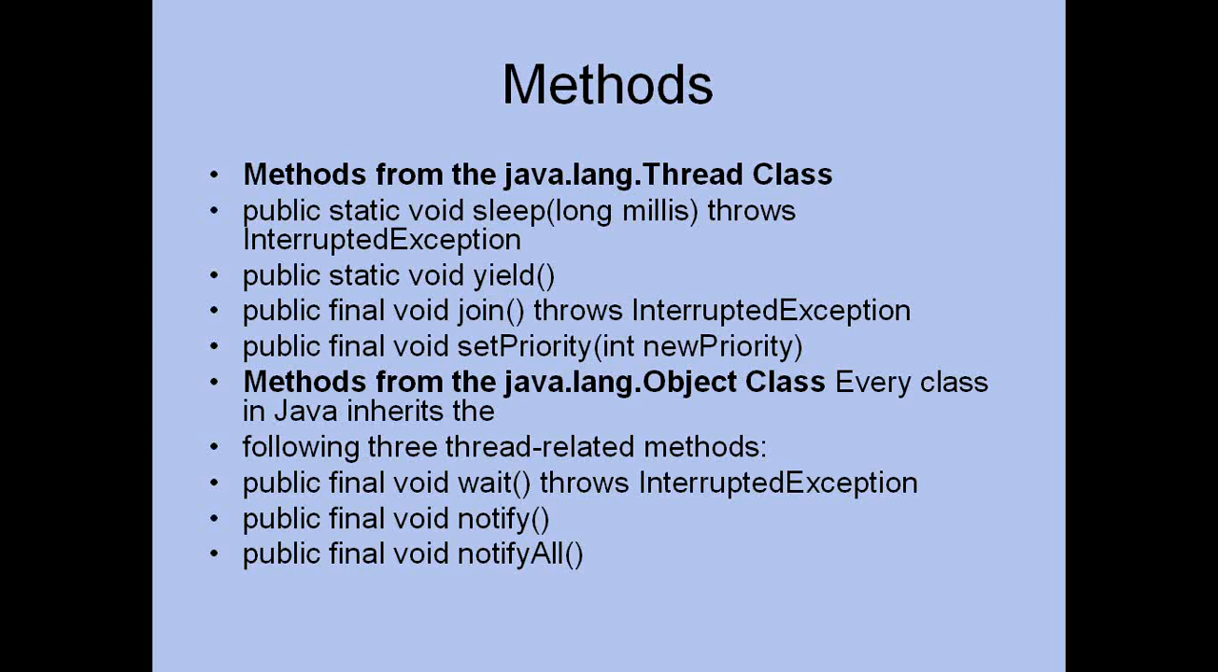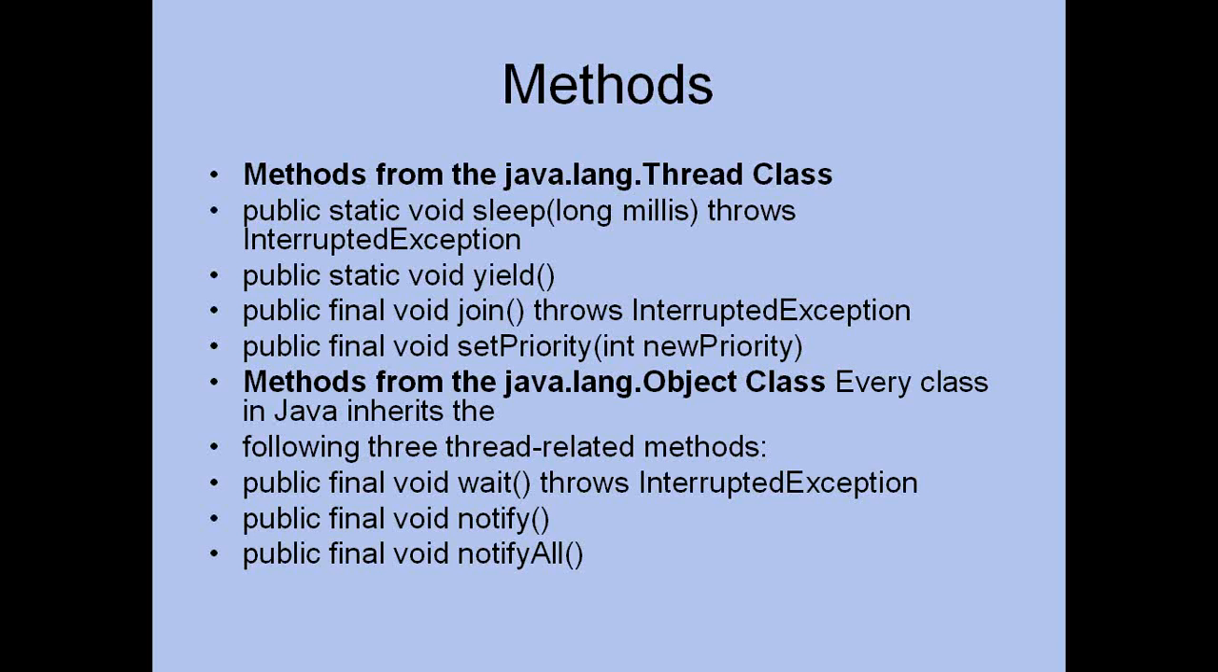What are the methods from the thread class? Can you tell some other methods from the Object class? Notify, synchronize. Synchronize is not from the Object class. Okay, Object class, hashCode. Yes, hashCode is there. What else is there?